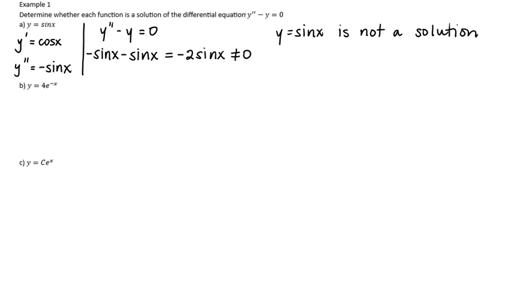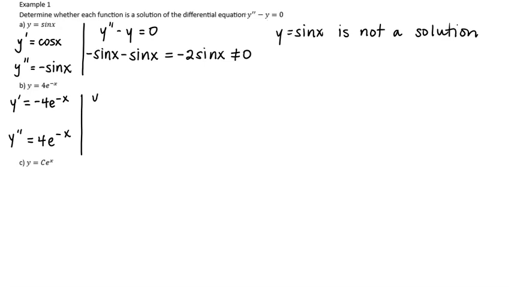Let's go on and check our second function. y is equal to 4e to the negative x. We're going to need to start off the same way and calculate the first derivative and the second derivative. y prime, the derivative of 4e to the negative x, is negative 4e to the negative x. And y double prime, the derivative of negative 4e to the negative x, is positive 4e to the negative x. We're using the chain rule to take those derivatives.